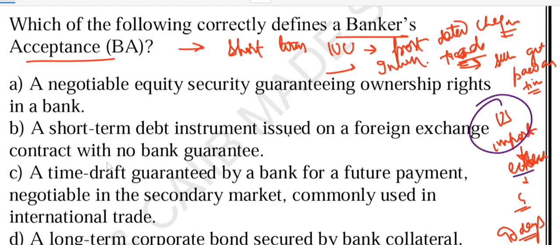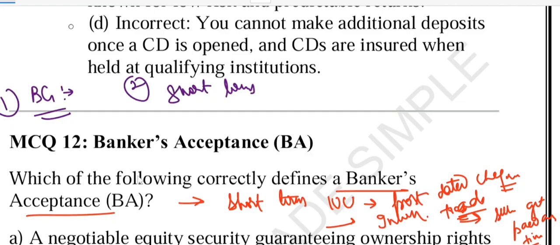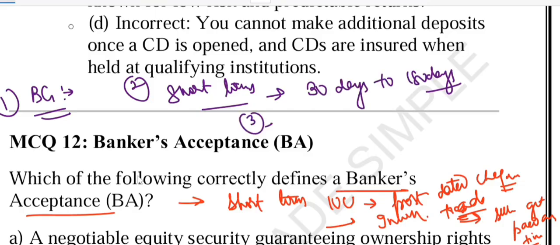Now let's look at how it works. First of all, there is something called bank guarantee, BG. The bank says that we will pay if the buyer can't. That is called BG, bank guarantee. Second point is that it is short term, which means it usually lasts 30 days to 180 days. Third point, I told you, they are tradable.